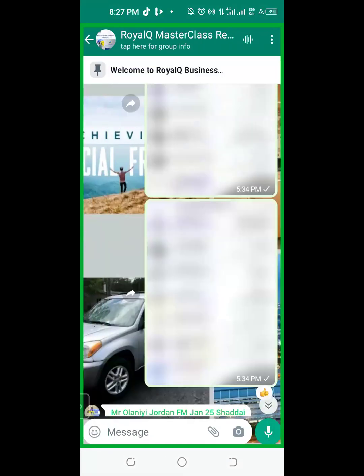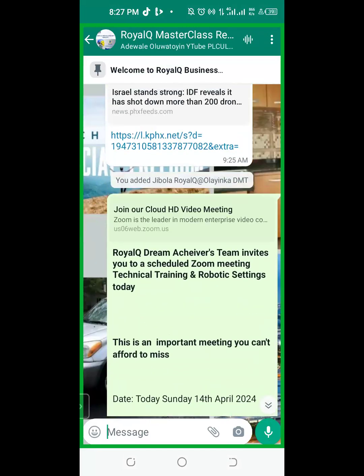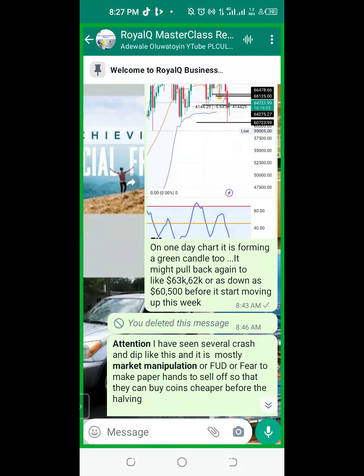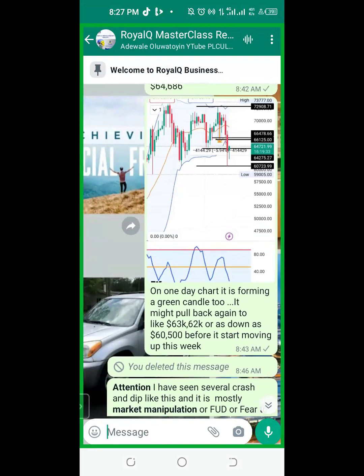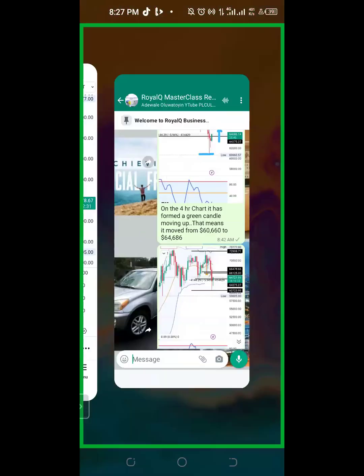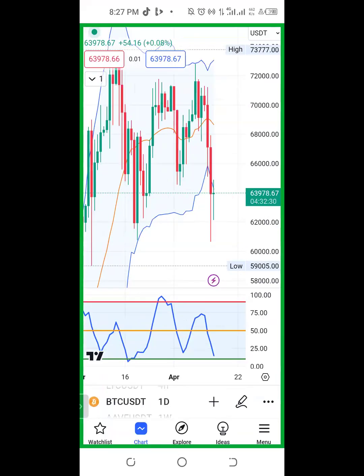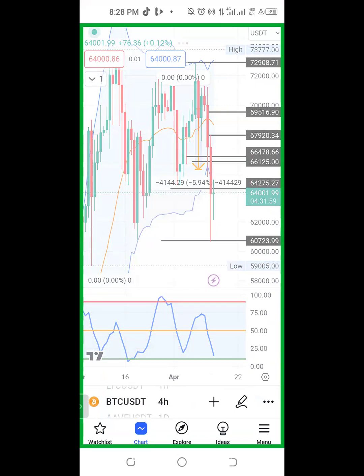Somebody asked me in the group what price I think Bitcoin can go to. And I answered that on the 1-day chart, when I form a green candle, it can go as low as 6,000, because I went to check the chart. I went to see what I'm talking about. Let me go to the 4-hour chart. You see that.